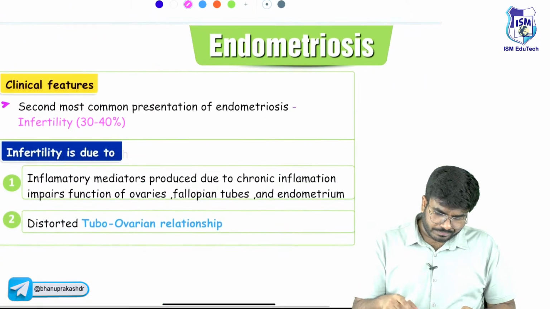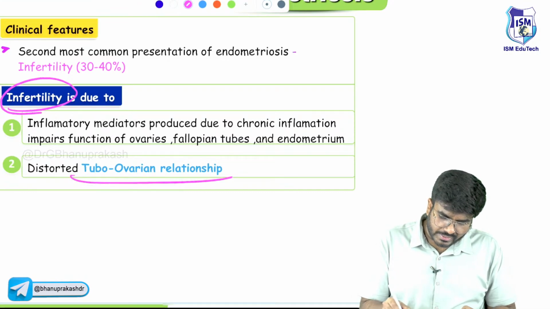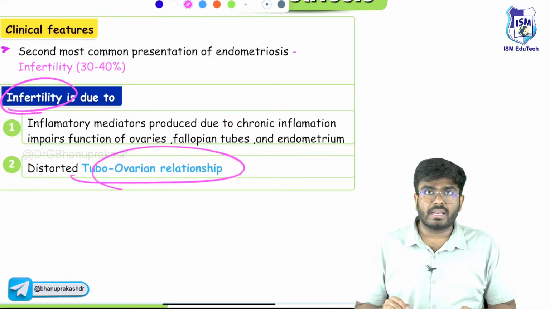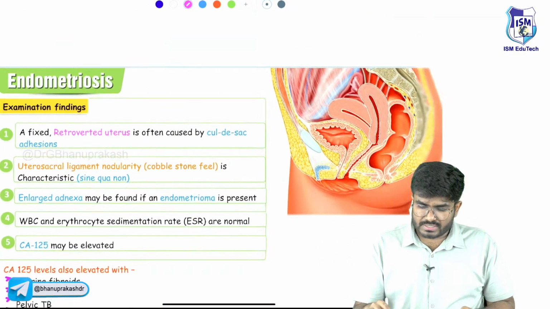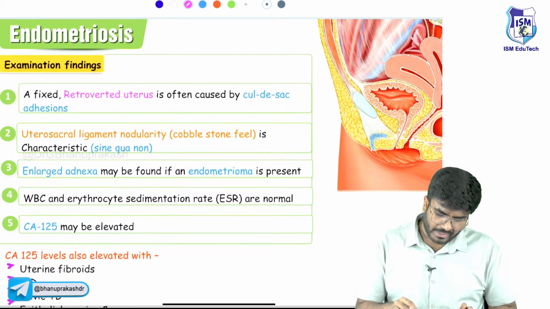Okay, so they have said you that infertility. Why infertility? Due to distortion in the tubo-ovarian relationship. And what else, sir? What else? See, what else I want you to know is from the pathology.